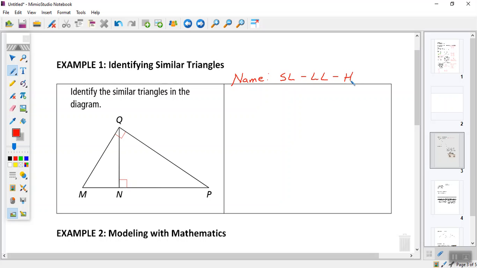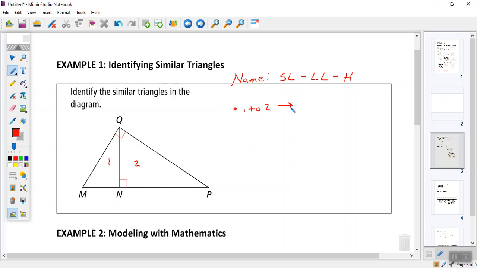Okay? I like to put a 1 here and a 2 here. And you guys understand the big triangle is from Q to M to P, right? Q to M to P is the big triangle. So, here's what we're going to do. Identify similar triangles, one set. Let's compare 1 to 2. Is that okay? All right. So let's do this.